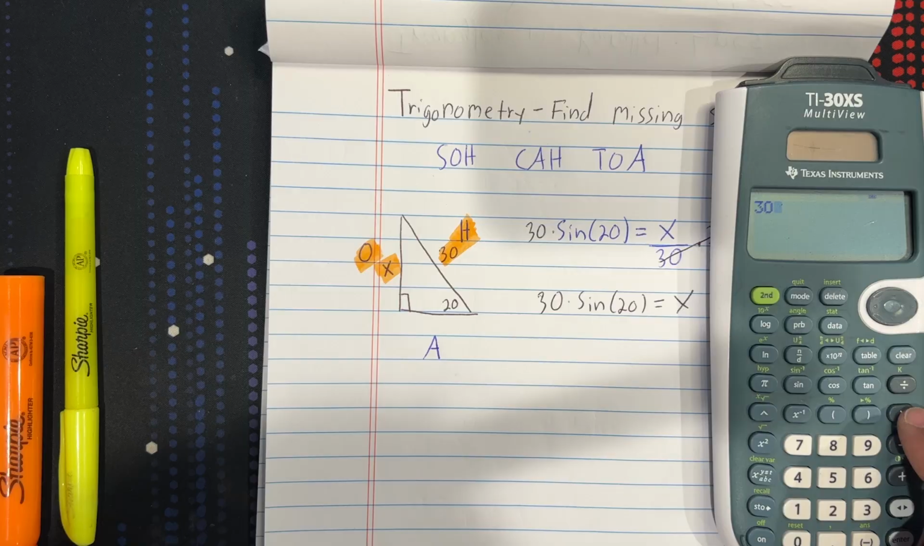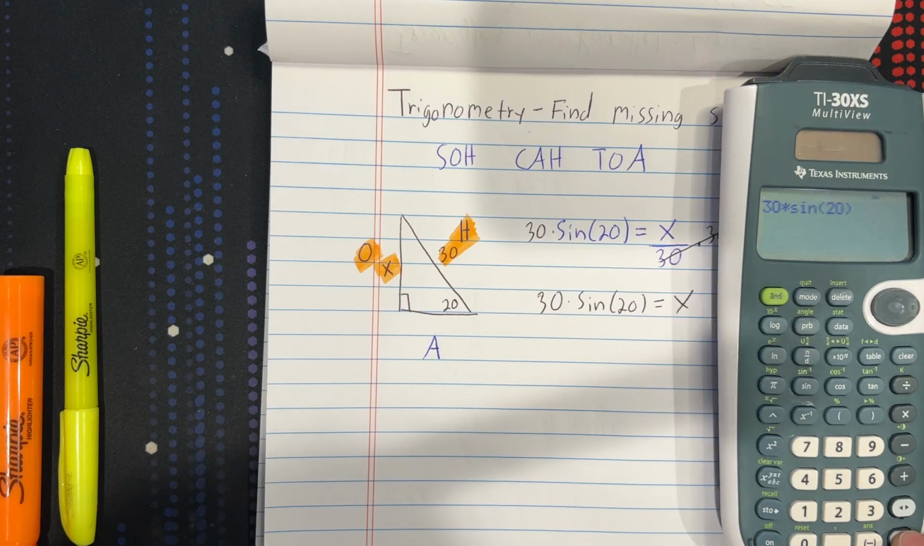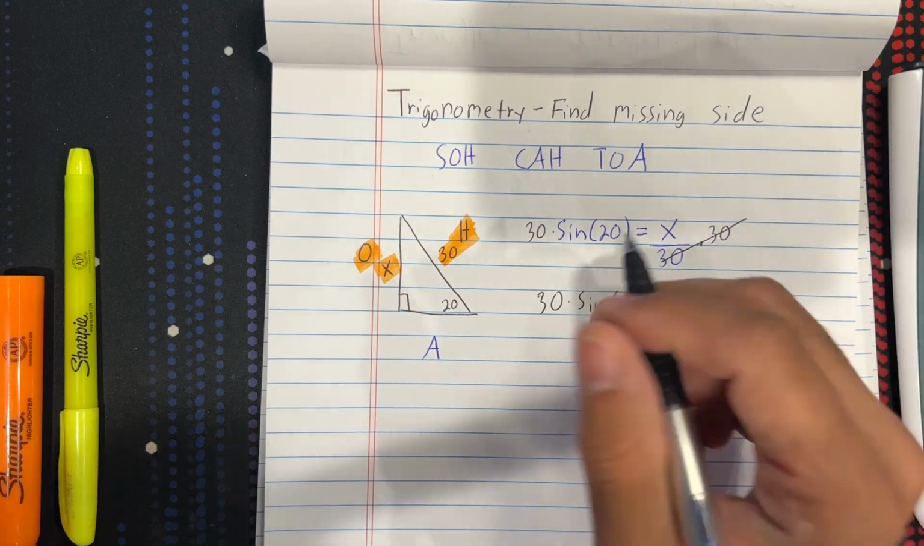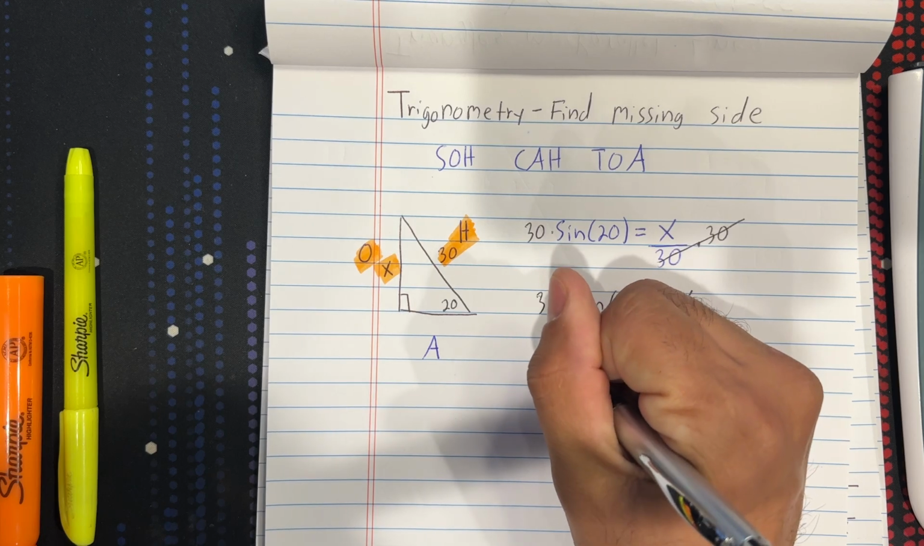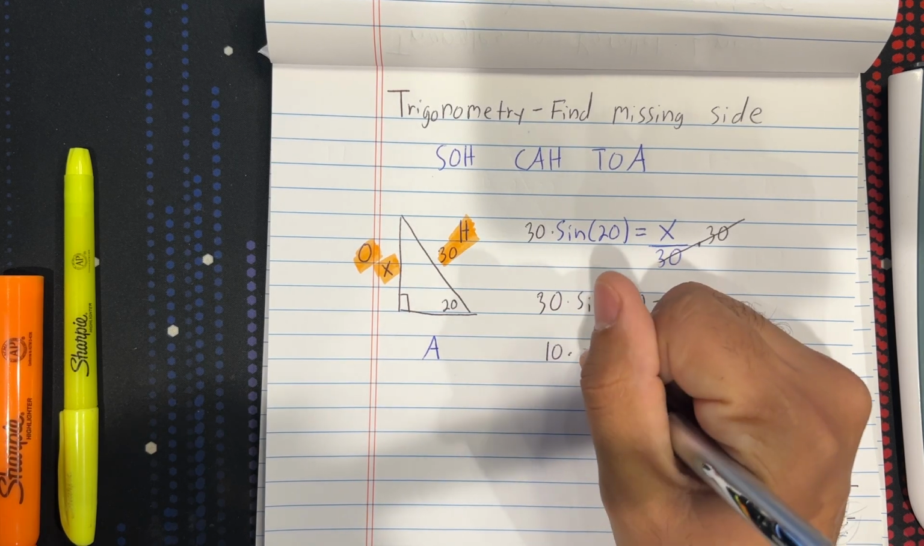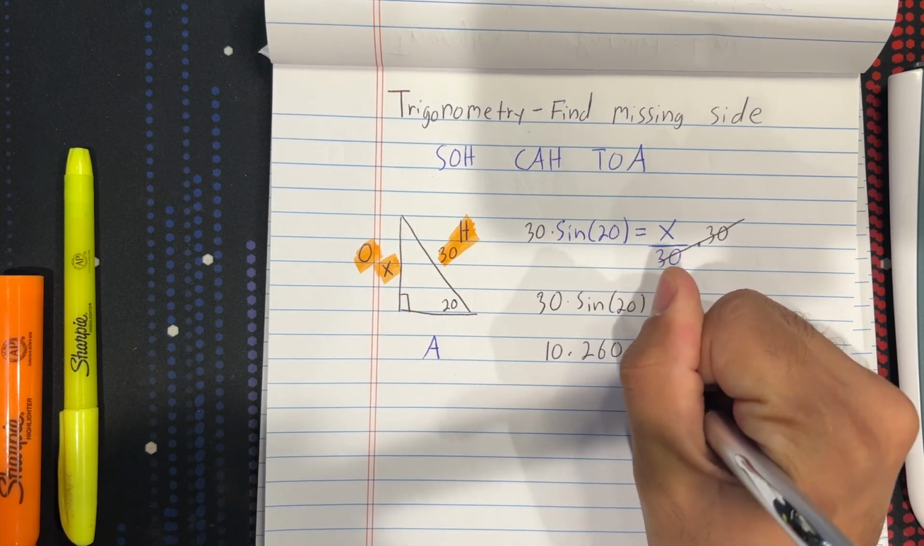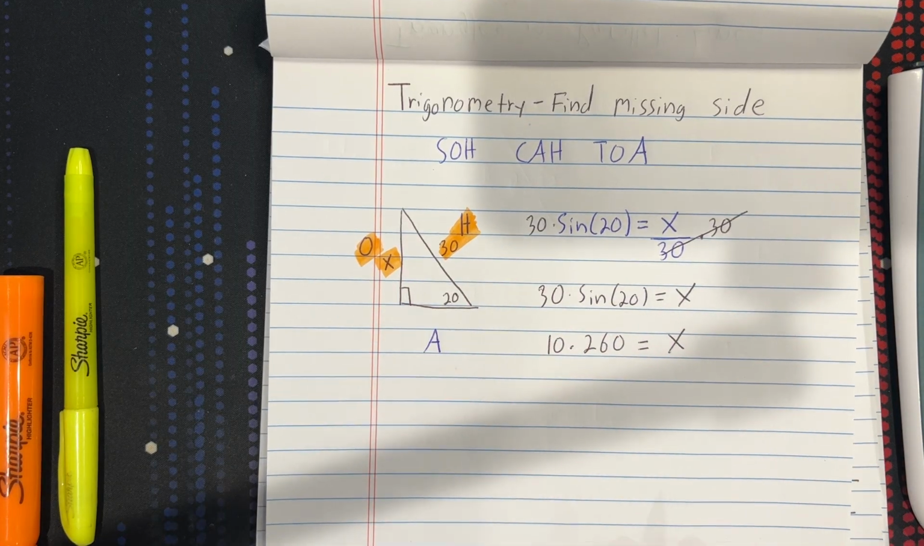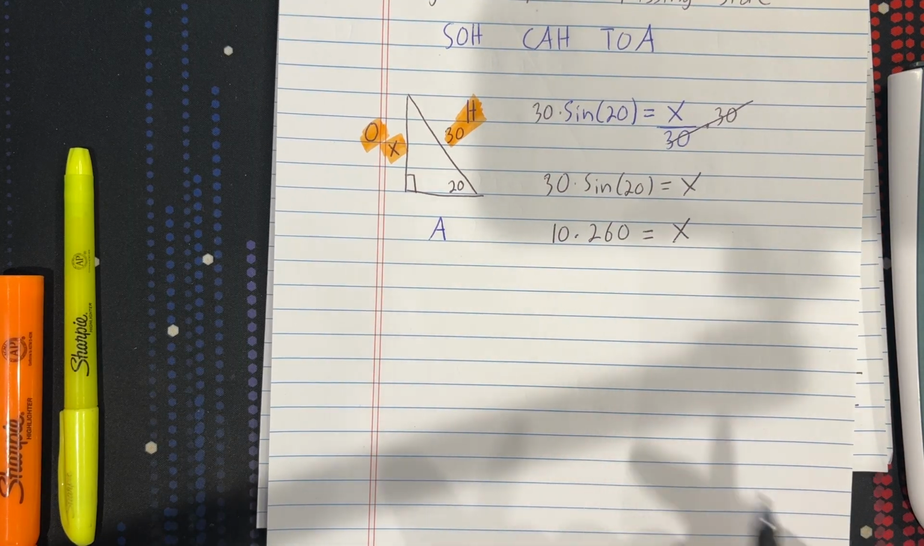30. You don't need to put the times symbol, but if you feel more comfortable, that's perfectly fine. Sine of 20 on the inside, close that parentheses, and we get 10.260. We're just going to write the three numbers after the decimal without rounding. 260 equals x. And that is the solution for this side here. Let's move this up to a second example here.